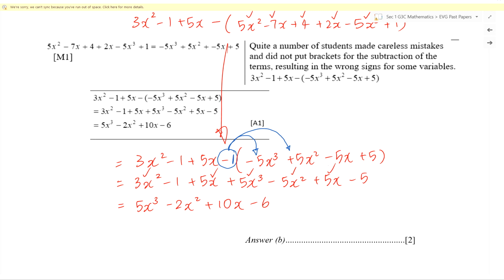Can I have a show of hands? How many of you got this correct? How many of you got this wrong due to careless mistake? Okay, so please be very careful. Most likely it happened during the brackets.